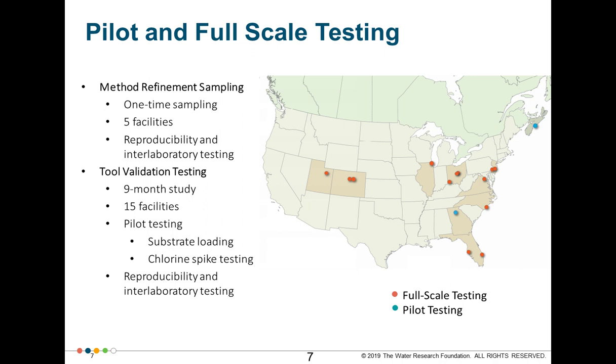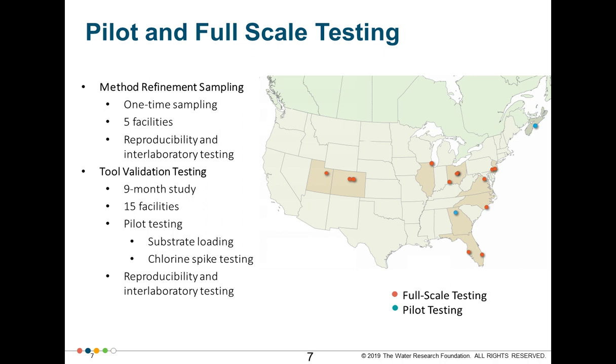Another key aspect of that first phase of testing was to evaluate method reproducibility and interlaboratory testing. We wanted to better understand what the general variability in the results was, as well as, if samples were analyzed by multiple different operators or different labs, what the comparability in those data was.